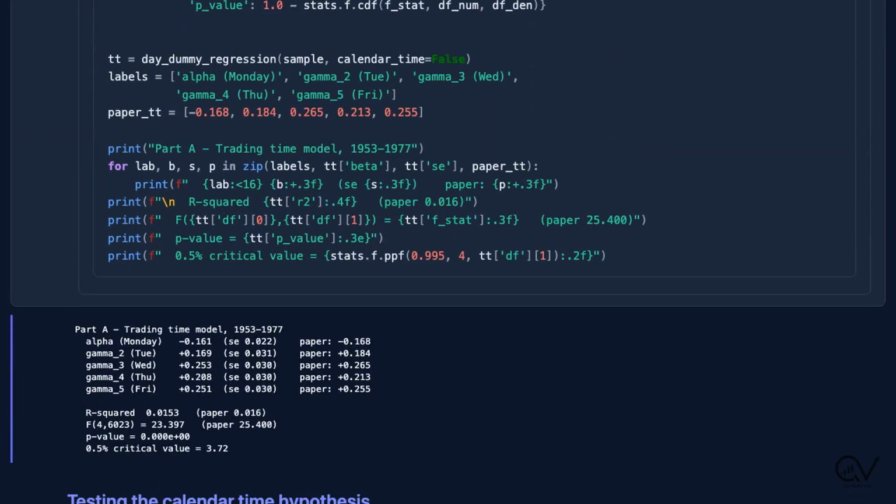The coefficients land right on the published ones. Alpha, Monday's expected return, is minus 0.16 against the paper's minus 0.17. Every gamma is positive. Every other day of the week beats Monday by between 18 and 27 hundredths of a percent. The F statistic is about 23 against French's 25, and the 0.5% critical value is 3.7. So we reject the trading time hypothesis at the 0.5% level. Days of the week do not share one expected return. Note the R-squared though, 1.5%. Real, but tiny.